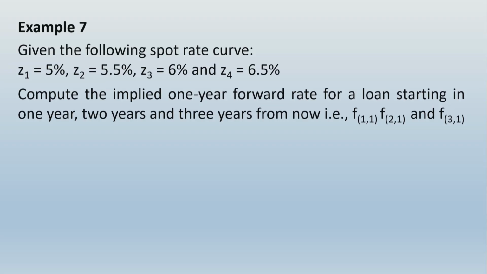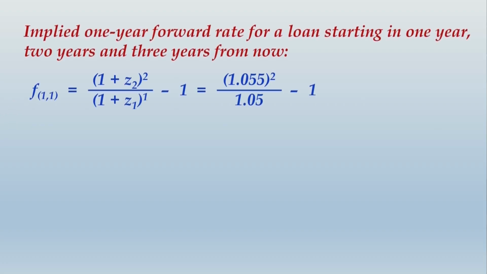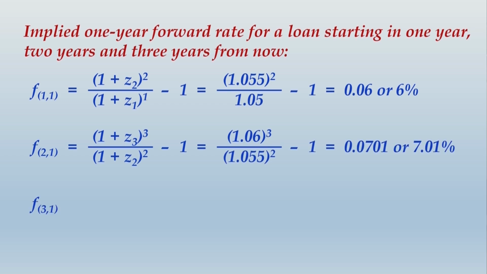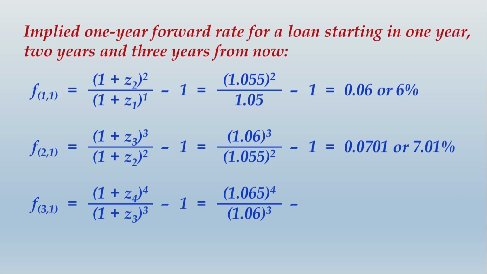Alright friends, I have given you 2 minutes and the time is over. So let's check your calculations. F1, 1 will be 6%, F2, 1 will be 7.01%, F3, 1 will be 8.01%. So I believe you must have been correct with all your calculations, and with that just note down these calculations, and with that we will be putting an end to this class.